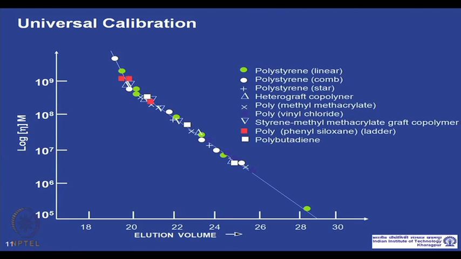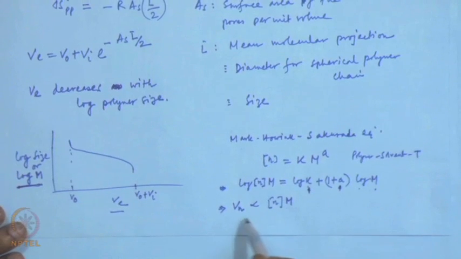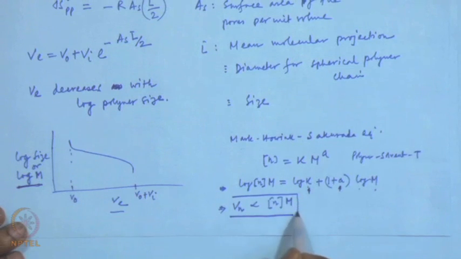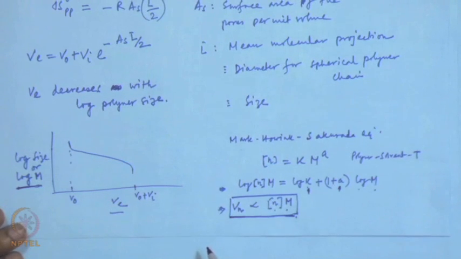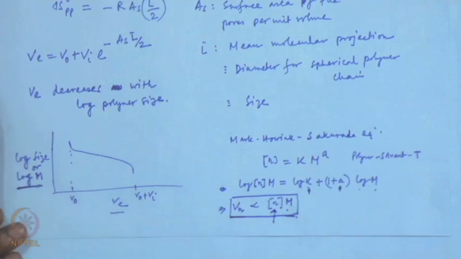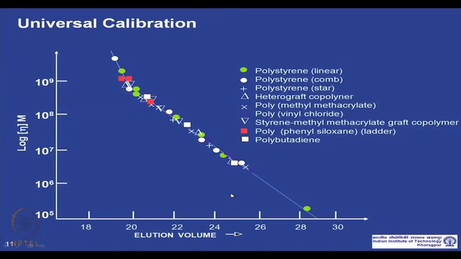To avoid this, remember we talked about again that the hydrodynamic volume, the polymer size, is proportional to intrinsic viscosity multiplied by molecular weight. So, if you can find out the intrinsic viscosity of the polymer, then a plot of log eta M against elution volume should give the polymer size versus elution volume.